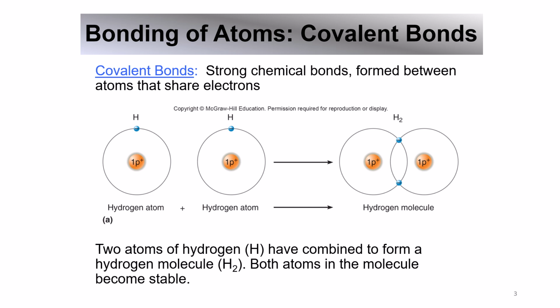But here's another bond. This is also to complete the valence shell of the atoms. These are much, much stronger than ionic bonds. So these are formed when atoms share electrons between them.